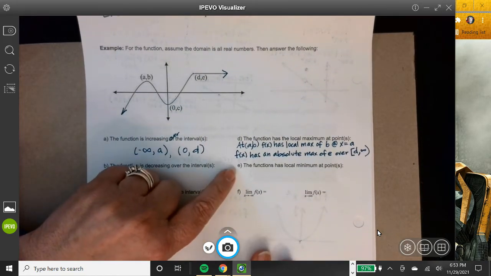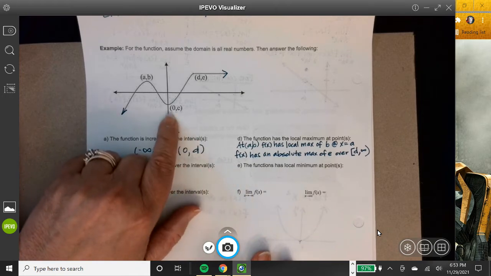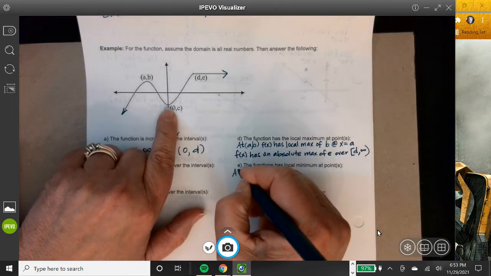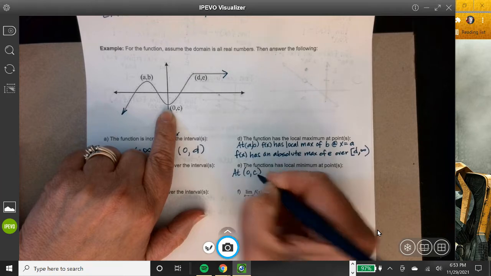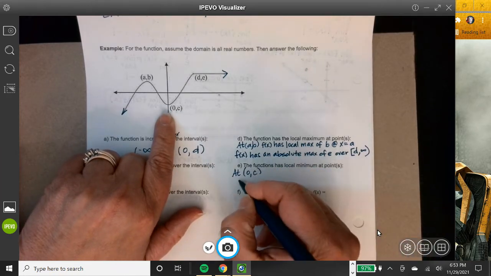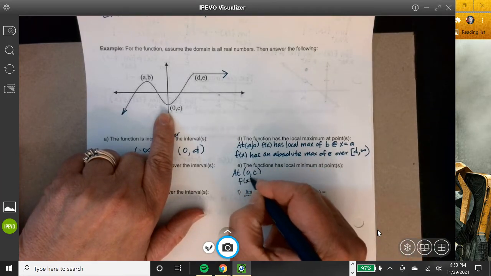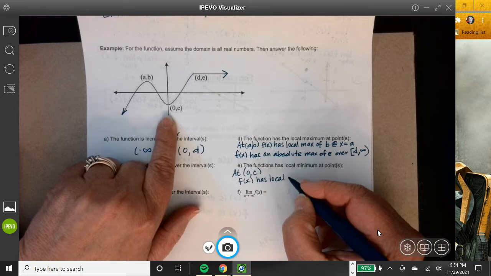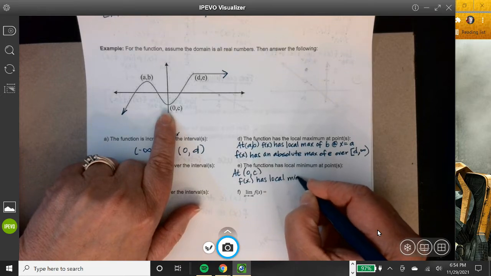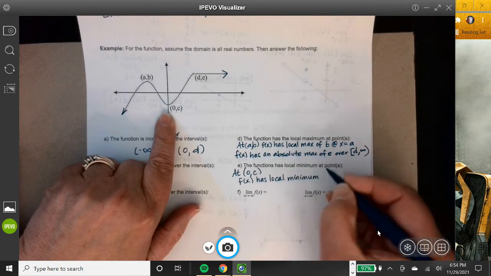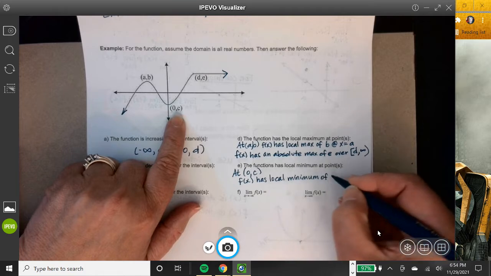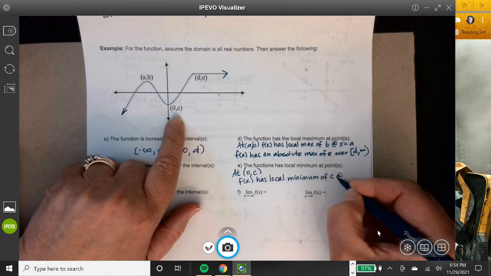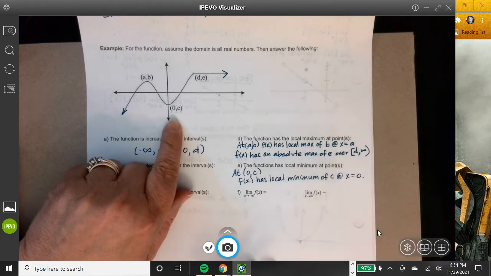Part E, the function has local minimums at 0, c, so we would say f of x has a local, or relative you could use, minimum of c at x equals 0.